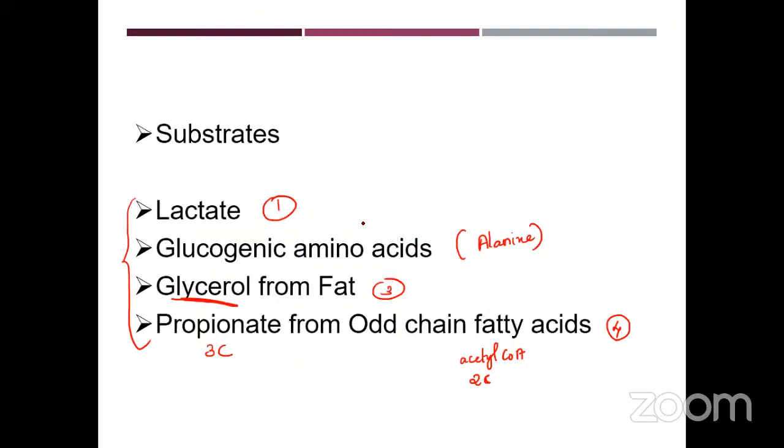The 4 substrates for gluconeogenesis, you should be thorough with. The lactate or lactic acid, glucogenic amino acid, especially the alanine which is present in muscle. Third one is the glycerol part of the fat, and propionic acid or propionate from the odd chain fatty acid degradation. That degradation is called beta oxidation. We'll study under lipid metabolism. Is it clear till now? Yes. Okay.